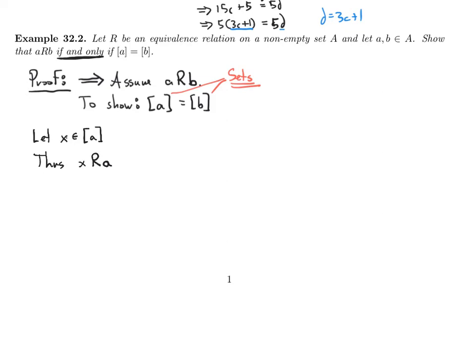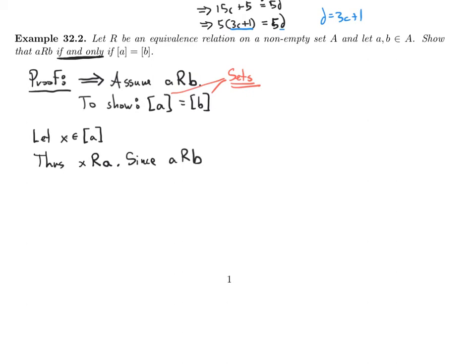We need to show this is in the equivalence class of B. And remember, we know that A is related to B. Since A is related to B, and remember that this relation is an equivalence relation, which means that we have transitivity. X is related to A is related to B, so by transitivity, X is related to B.